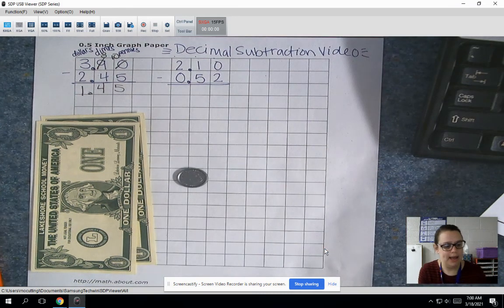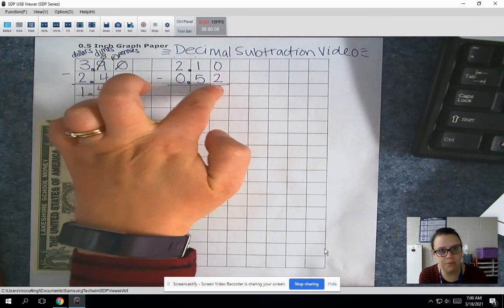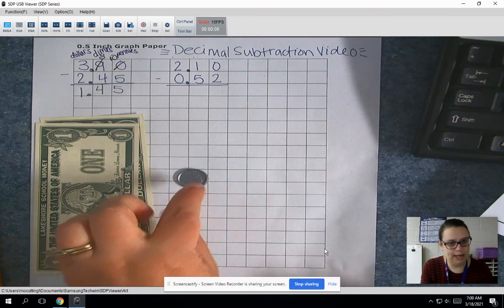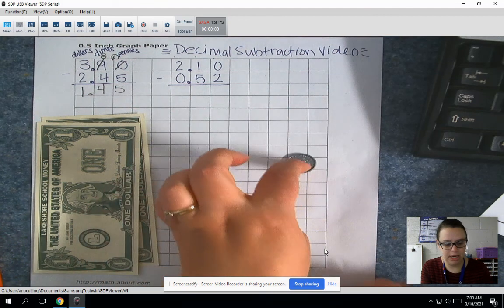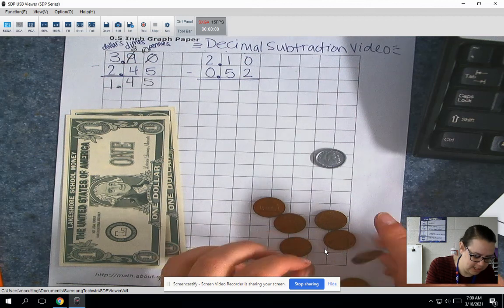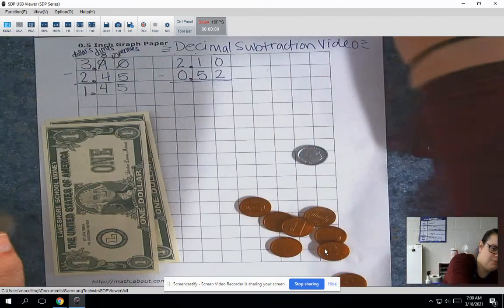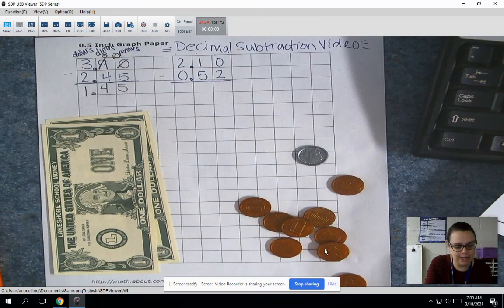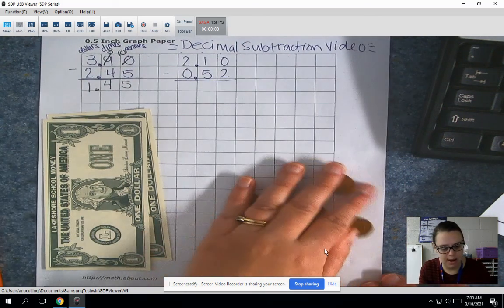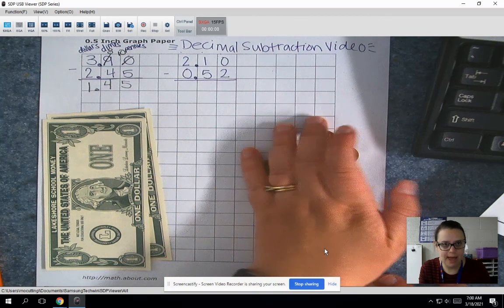Okay. And so I'm going to start with my pennies. I have 0 pennies. I need to take away 2. Well, that creates a problem. So I need to take this dime and cash it in for 10 pennies. 1, 2, 3, 4, 5, 6, 7, 8, 9. Oh, one's rolling away. And 10. Okay, so this dime goes back to the bank. All right, so now I have 10 pennies.